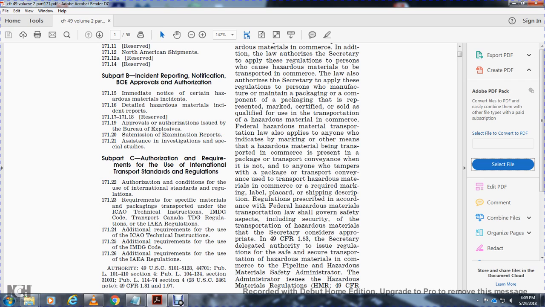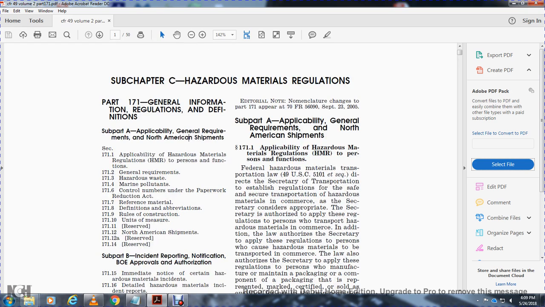Conditions for use of the international standards and regulations; 171.23, requirements for specific materials and packagings transported under the ICAO Technical Instructions, IMDG Code, Transport Canada TDG Regulations, and IAEA Regulations; additional requirements for the use of the ICAO Technical Instructions, additional requirements for the use of the IMDG Code, and additional requirements for the use of the IAEA regulations. All right, Subpart A, applicability, general requirements in North American shipments.